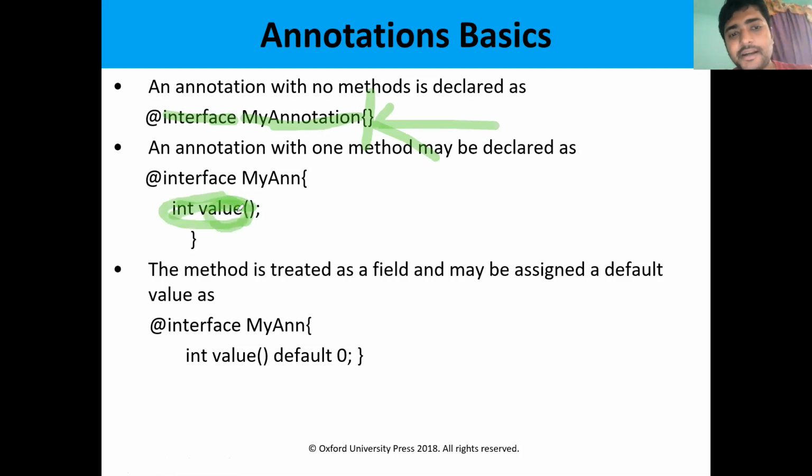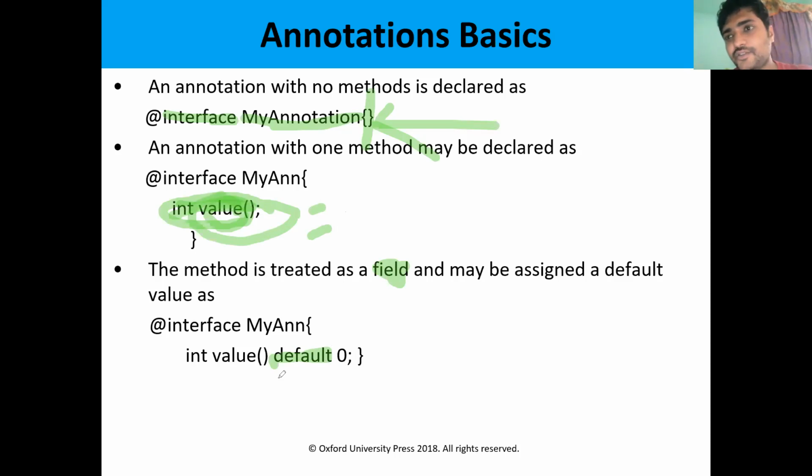This method can be treated as a field value, that means as a variable. That means value is equal to 1, value is equal to 2, like that the compiler will assume. This is the purpose of a user-defined annotation. And then we can have a default value also, like the default case in a switch, which is executed if all the cases go wrong. In that way, we have a default value also. Default, the value is 0.